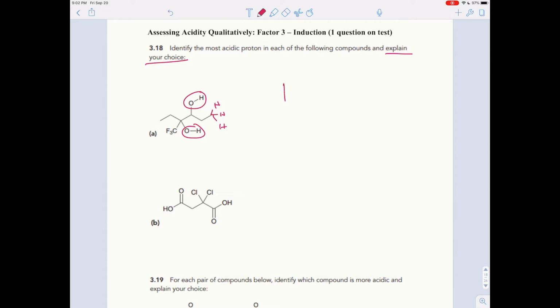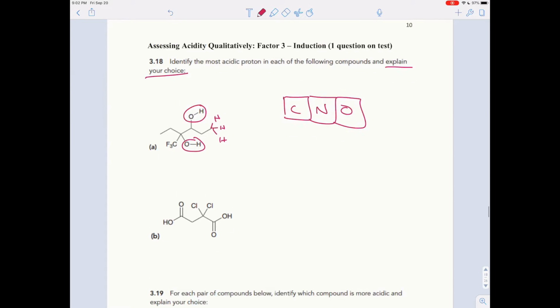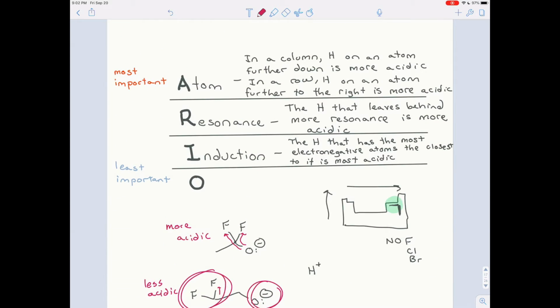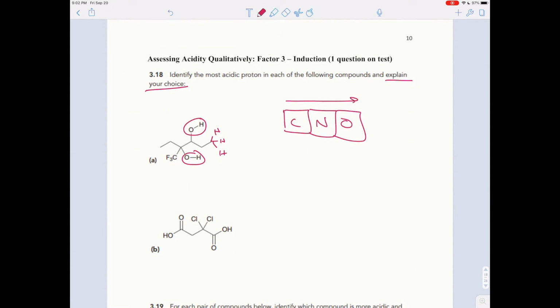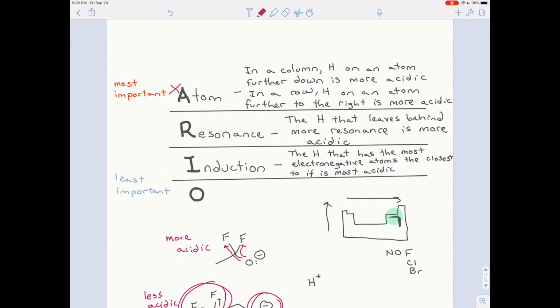Now, oxygen and carbon are in the same row on the periodic table, and the rule for the rows is that in a row, the hydrogen on the atom further to the right is more acidic, because that atom can stabilize the negative charge by pulling it close to the nucleus because it's so electronegative. So we don't have to consider the hydrogens on the carbons. We just have to choose between the hydrogens on the oxygens. Those are on the same type of atom, so the atom doesn't help us. We go to the next factor, resonance.